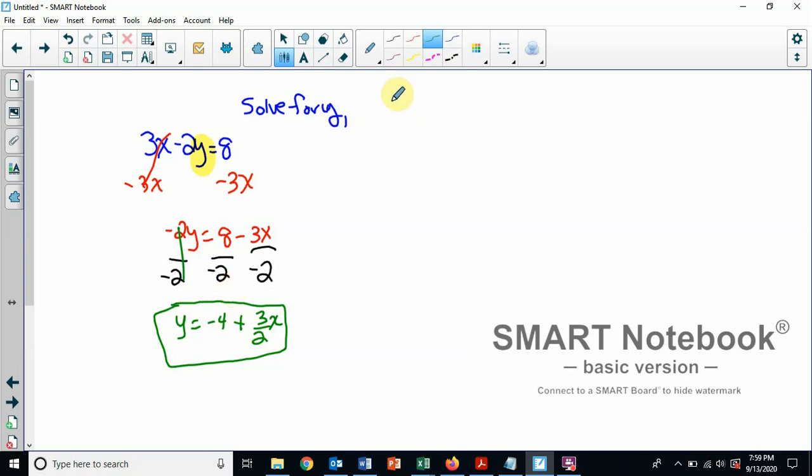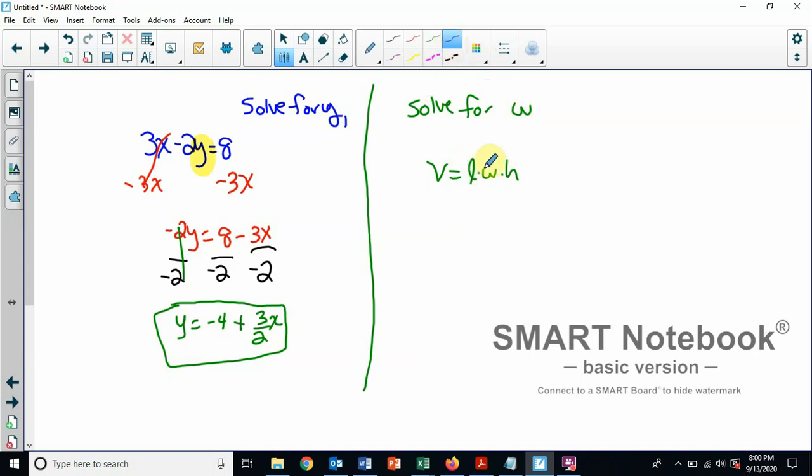Okay, so we could do this. We could solve, they're called solving formulas because they have more letter types in them. For instance, I could solve for w. This is a famous formula I'm fixing to put down. It's the volume equals length times width times height. I could solve for w.